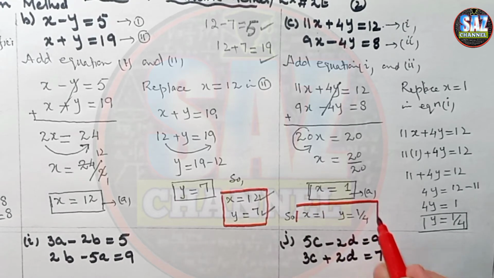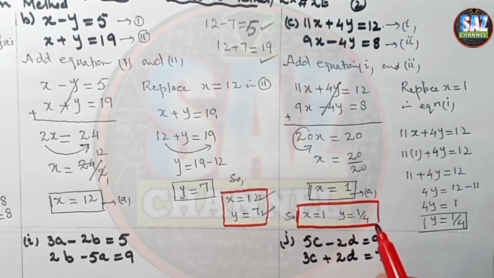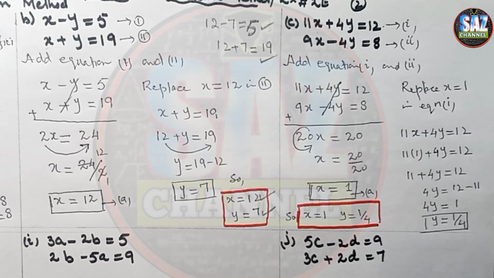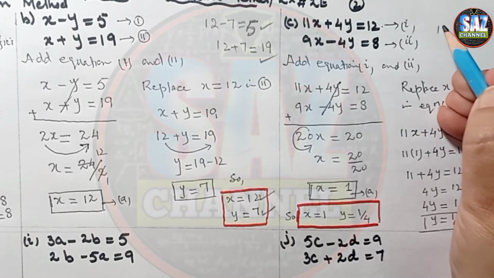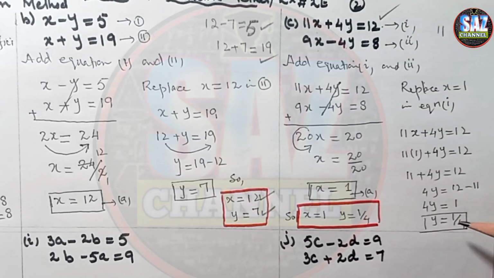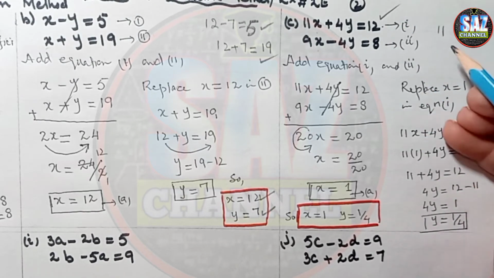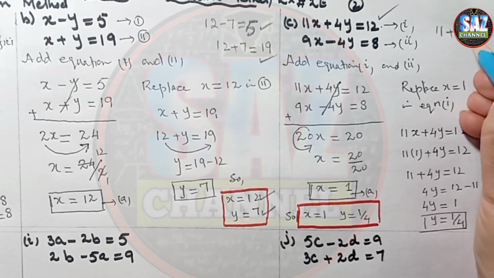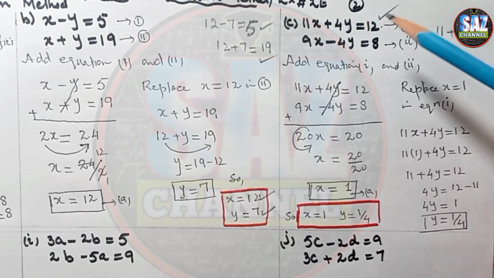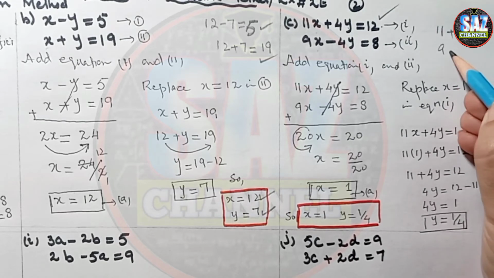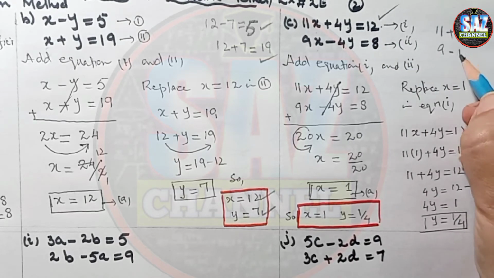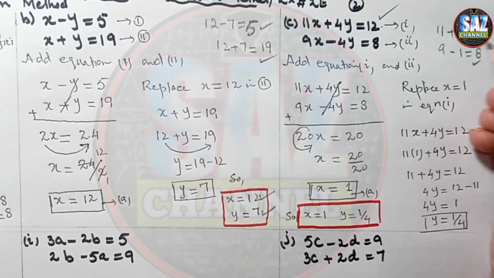And if we want to confirm whether the solution is correct or not, when I replace x by 1, this will give me 11. I need 12 on this side. 4 multiplied by 1 by 4 will be 1. So it will give me 12. And now in the second equation, 9 times 1 is 9 minus 4 into 1 by 4 is 1, which is equal to 8. So it means my solutions are correct.